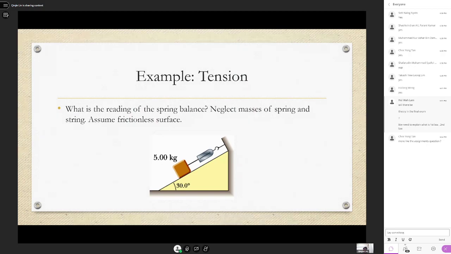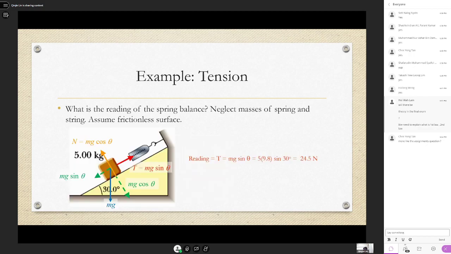Next example, what is the reading of the spring balance? Neglect masses of spring and string. So assume frictionless surface. Down here we have this illustration here. They ask you what is the reading. So we have an object like that, right? What do we need to do? We have to go and draw the free body diagram.